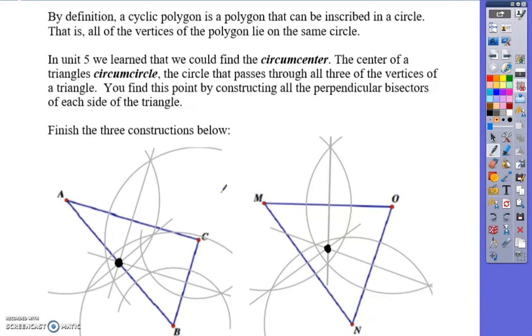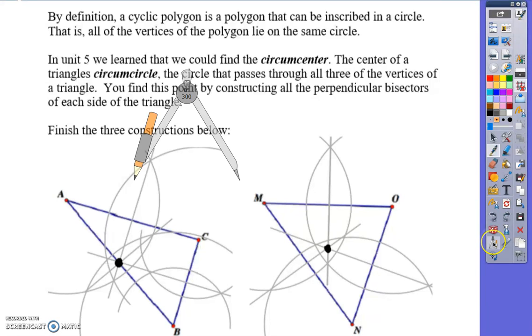We know that the circumcenter, which circumscribes the triangle, or means goes around the triangle completely, can be found by constructing all of the perpendicular bisectors of each side of the triangle. So that's what's in these pictures. I've already constructed the perpendicular bisectors for you. Of course, again, you don't have access to compasses, so it makes it hard to finish the construction.